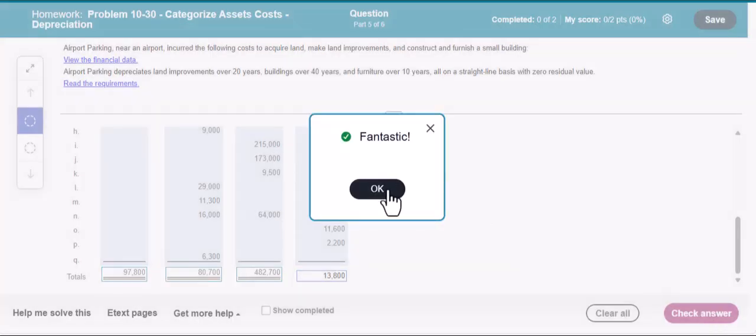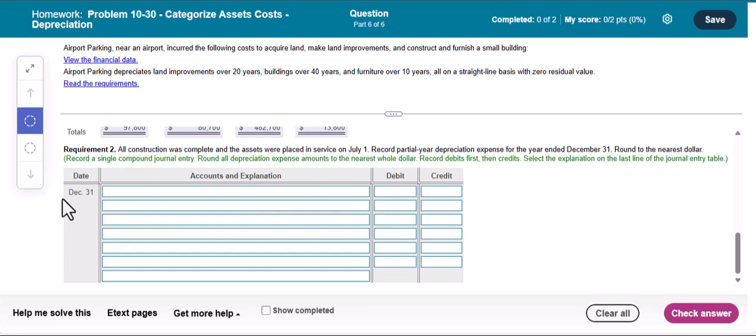Fantastic. Okay. So now we're moving on to requirement 2. All construction was complete and the assets were placed in service on July 1st. Record partial year depreciation expense for the year ended December 31st, round to the nearest dollar. Record a single compound journal entry, round all depreciation expense amounts to the nearest whole dollar. Record debits first, then credits. Select the explanation on the last line of the journal entry table.